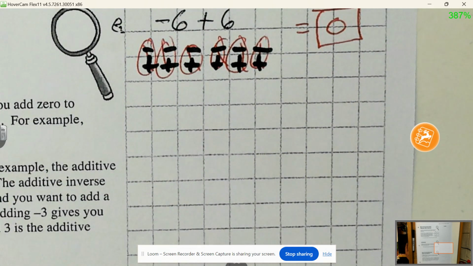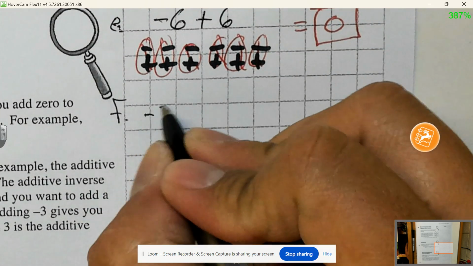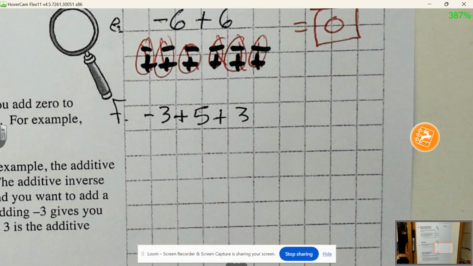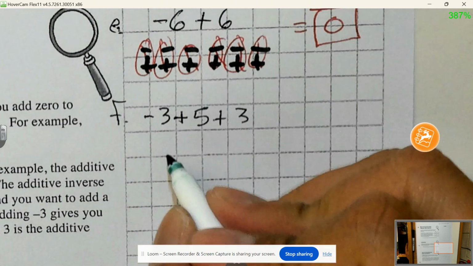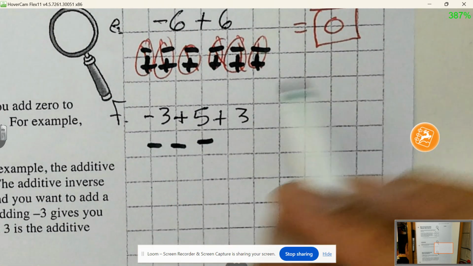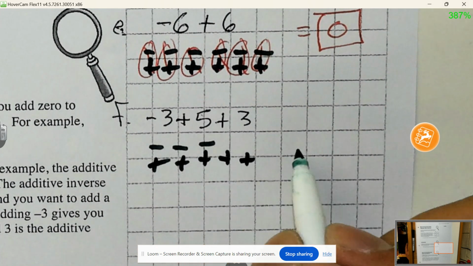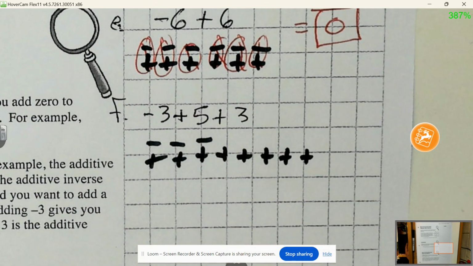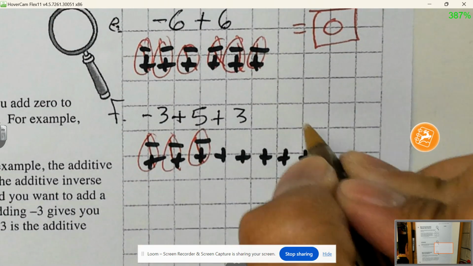And question number F. We have negative 3 plus 5 plus 3. Okay, so this gives you 3 negatives, starting with. We're adding 5 positives to it. And then we're adding 3 positives more. And now we can add up our 0 pairs, giving us 5.